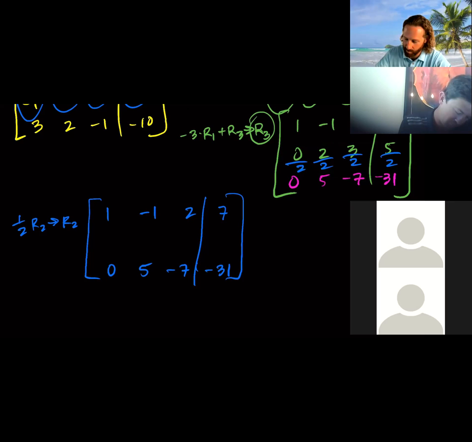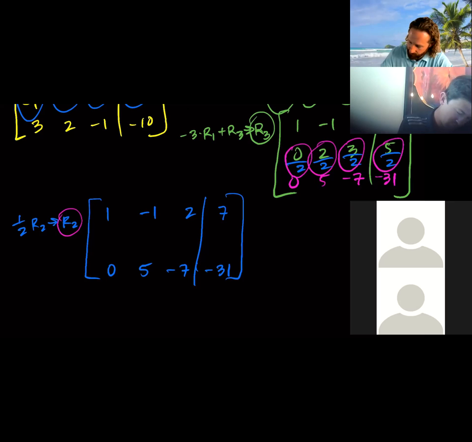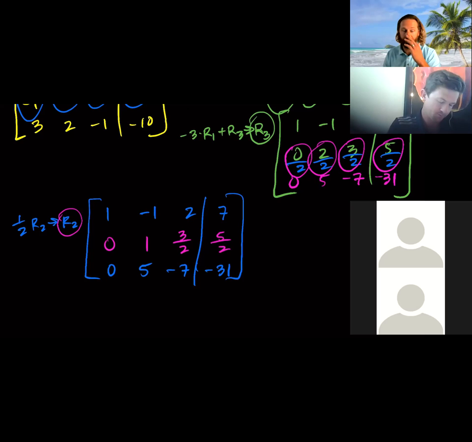So the only thing changing again, 0, 1, which is why we're doing all this, 3/2, 5/2. We'll deal with it when we have to. Very good. What's my next step?